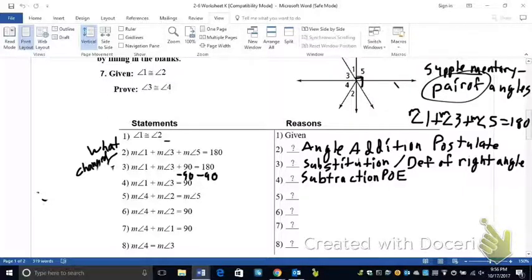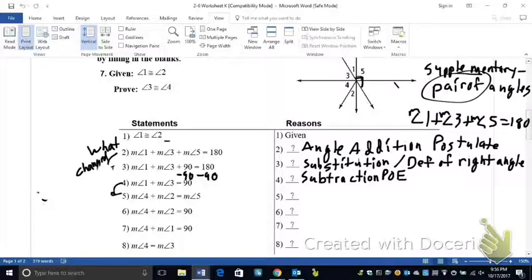So, now we're looking from 4 to 5. Now, when we look from 4 to 5, we see it as a completely different set of numbers. So we go from 1 plus 3 equals 90, and then step 5 is 4 plus 2 equals the measure of angle 5.